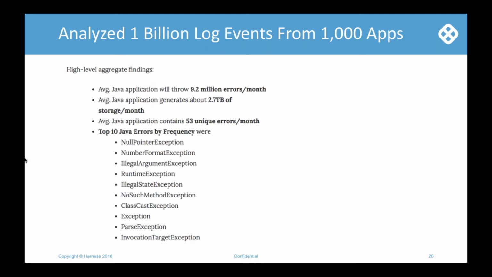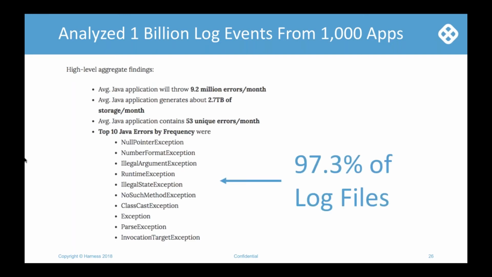And the average application contains about 50 unique errors. And what was super scary was that 97% of log files were actually just 10 errors. And as you might expect, NullPointer, everyone's favorite exception, was actually the most common. So bottom line is if you fix 10 of those errors in your app, you probably reduce the log files by 97%. And so there's a lot of noise in log files, yet it's the first place we go.